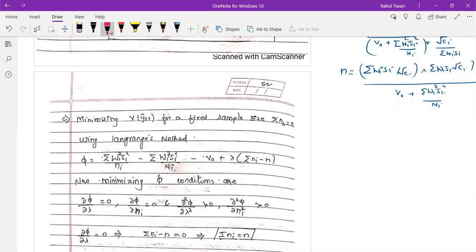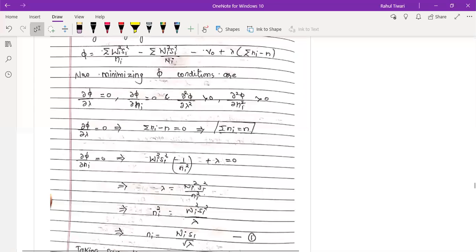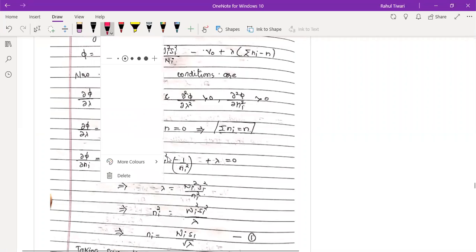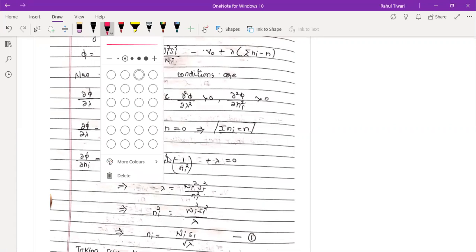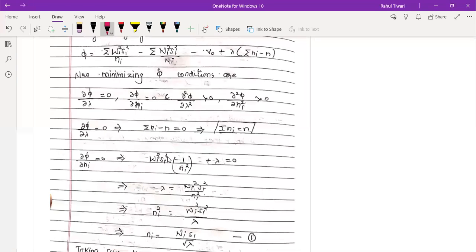So the condition for minimization is very simple, which we have already seen. What could be the condition? We have two parameters, one is lambda, one is Ni. So differentiate with respect to lambda, with respect to Ni, then take the second derivative with respect to lambda and second derivative with respect to Ni.